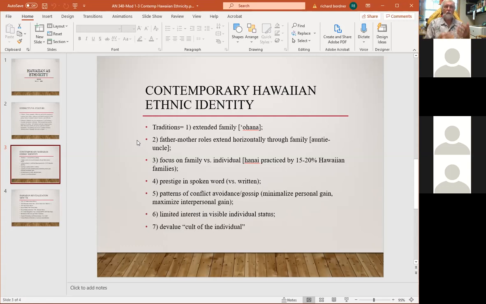So this idea of visible conflict avoidance, you have the same amount of conflict, but you do it through gossip and networking, which, if you're familiar with Asian societies, is how they work. This is Korean, Japanese, Chinese society, they work exactly the same. Lack of interest in visible status.